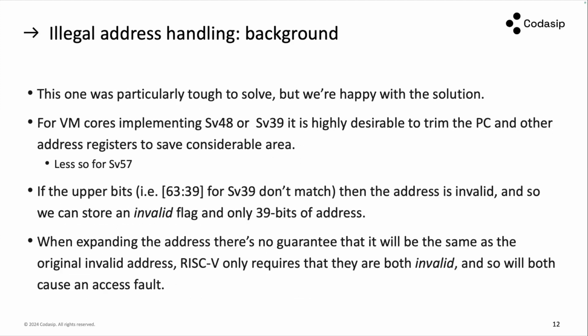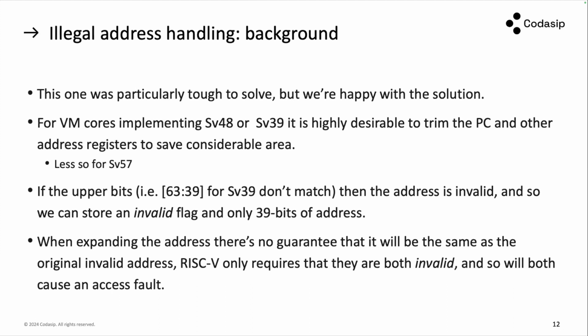Illegal address handling was actually the hardest of all, I think, of all the things we've had to put up with. So the problem is that if you're implementing 39 or 48 bits virtual memory in RISC-V, all the upper bits must match with the address, and you don't have to store those upper bits. So you can choose for all your address registers, which obviously includes the PC, and the PC goes everywhere, you can choose not to store the upper bits, which saves considerable area.